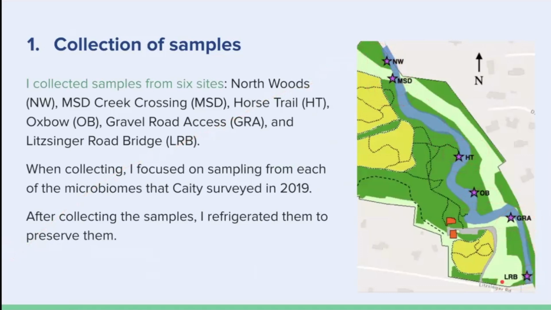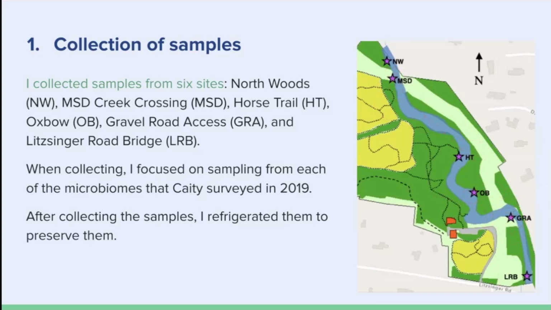These were the same sites that Katie collected in 2019. But some of these were, obviously, particularly heavily affected by the construction. MSD and gravel road access were on the path, and so they're completely torn up. So I did sample from the same site, but you might expect to have a bit more change at those sites. In addition, at Oxbow, in the time since 2019, the original Oxbow has become a little stagnant pond, and there's a new Oxbow. So when I was sampling, I sampled from both of them.